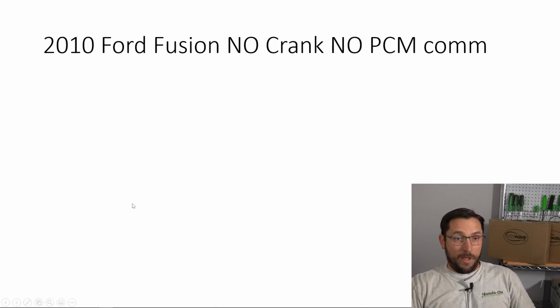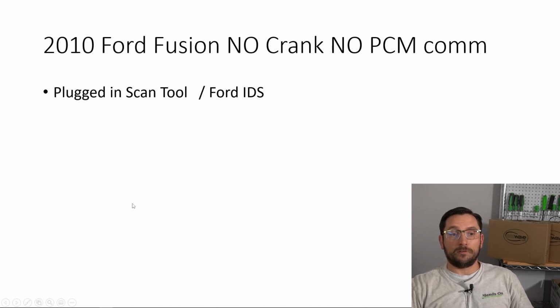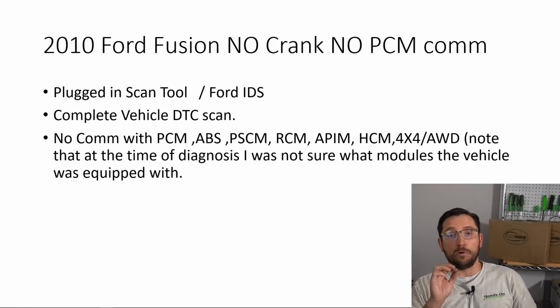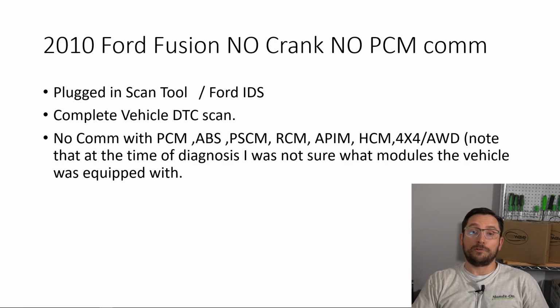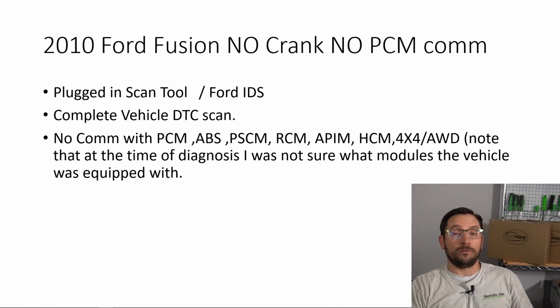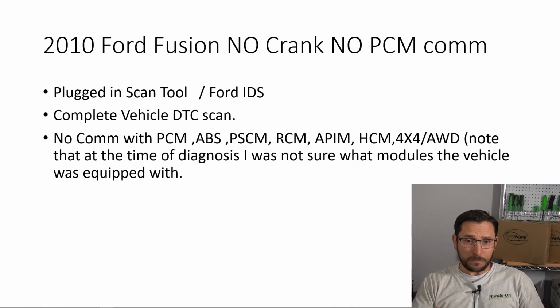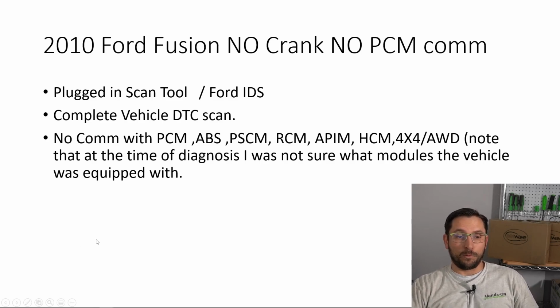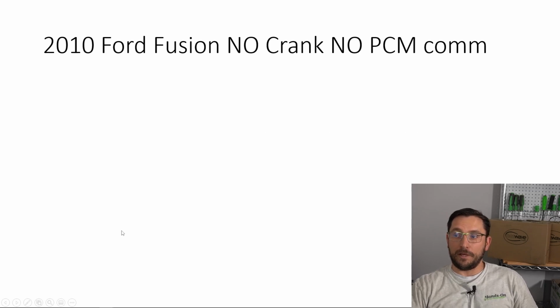What would you do? I plugged into the Ford scan tool, the Ford IDS. I took a look around. I did a complete vehicle DTC scan. And doing that complete vehicle DTC scan, I came up with no communication with the powertrain control module, ABS, power steering control module, restraint control module, APIM, that's your accessory protocol interface module, the HMC 4x4 module, all-wheel drive module. Note that at the time I was looking at this, I was not sure which modules were on the network or what the vehicle is equipped with or not. I didn't think it had four-wheel drive, but I just want to make sure you have this baseline of where we're at here.